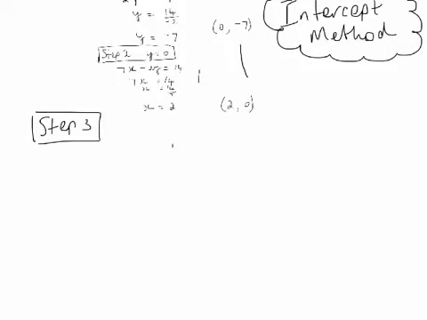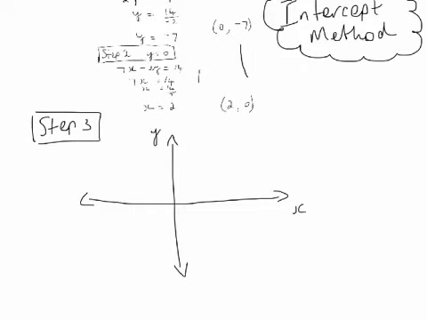So here we go. Can draw my axes in, just doing them fairly roughly. We've got x and y. My first point is 0, negative 7. So that means it's 0 on the x, but I've got to go down negative 7.